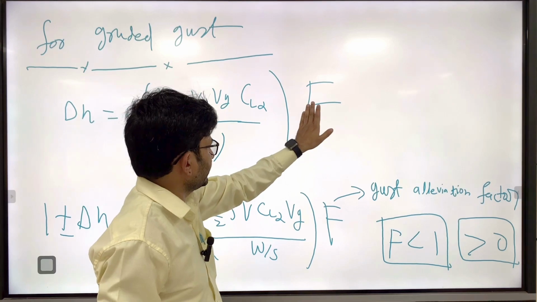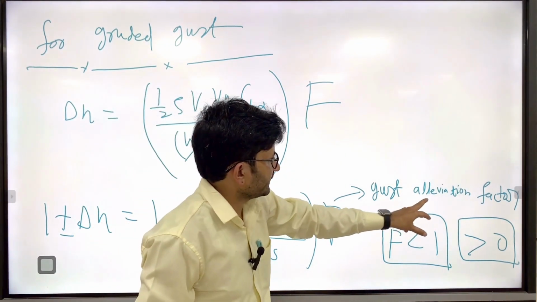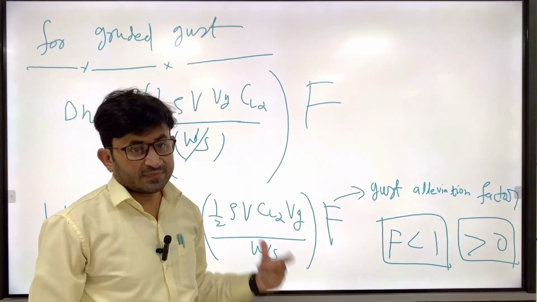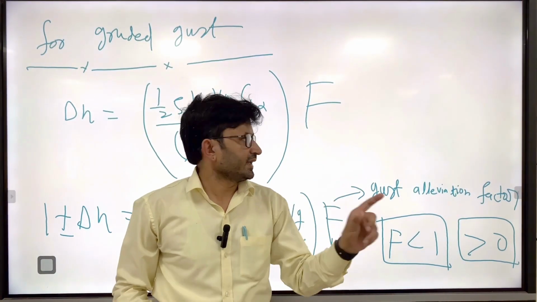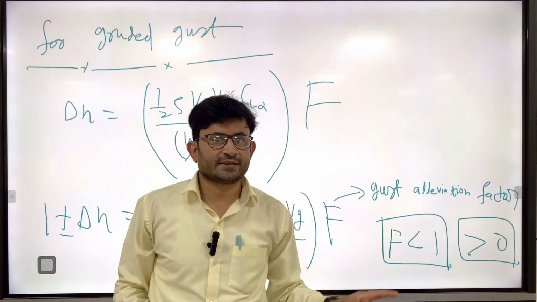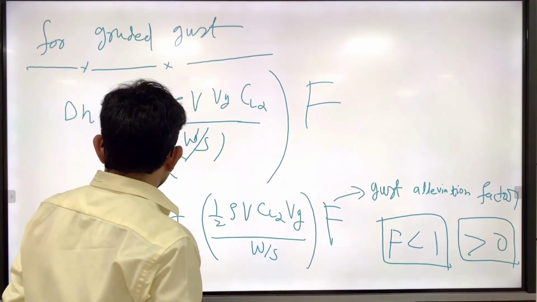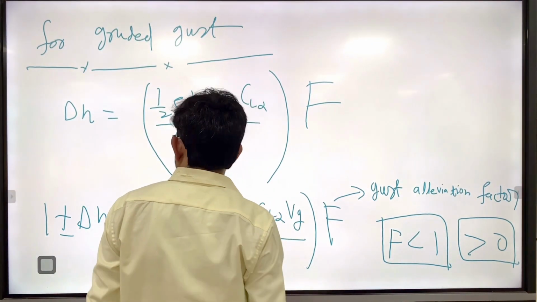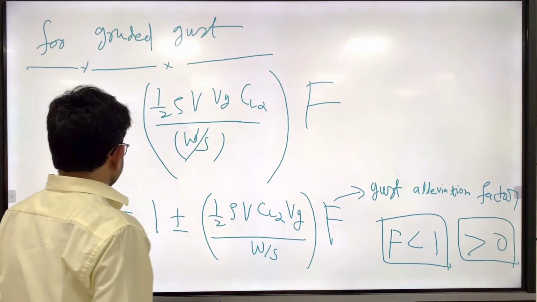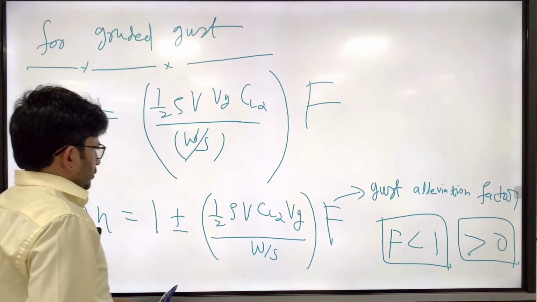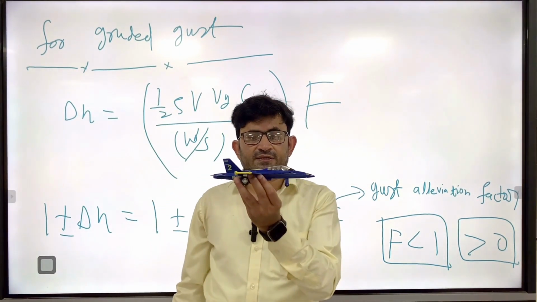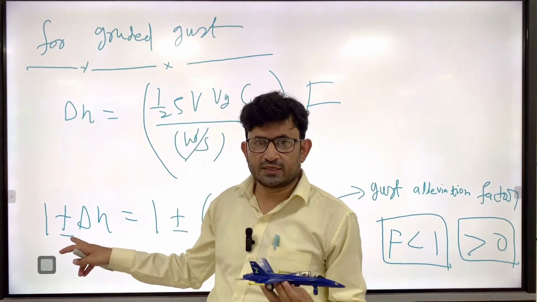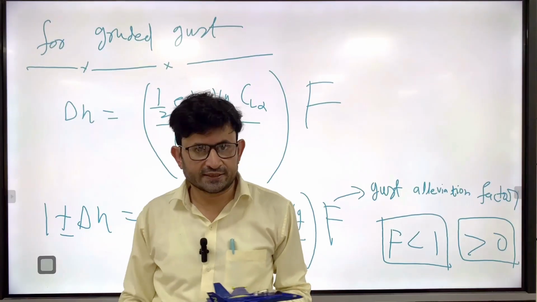So if you multiply the factor F, that F is called the gust alleviation factor. Basically F is less than 1 but greater than 0. F equal to 1 means sharp edge gust, and F less than 1 means graded gust, right? And the amount of F which is less than 1 will decide the effect of graded gust. When you are flying a steady state level flight, we have to find out the change with respect to the N equal to 1 case. That is why 1 plus minus delta N is written.